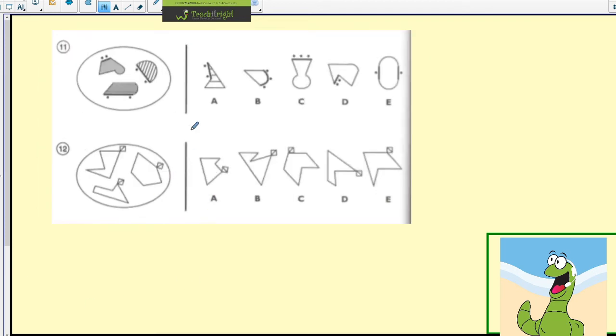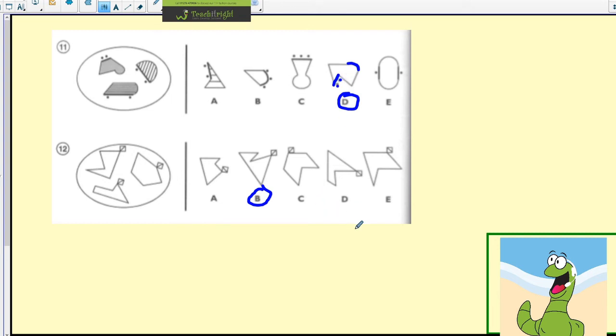Last 2 questions. Question 11 is D, and question 12 is B. Question 11, each figure in the oval consists of a shape with 1 curved side and 1 bold straight side with 2 small dots that are adjacent to it. So you must have the dots next to the bold line and only 1 curved edge, which is D. So there's my curved, and there's my bold line with the 2 dots.